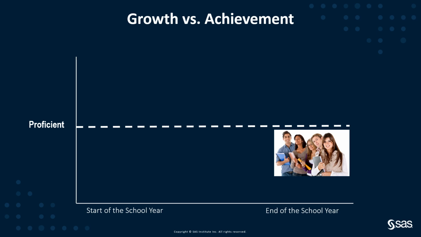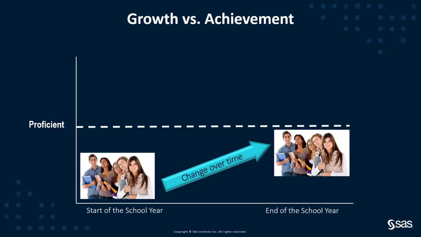Now let's look at a group of students with lower achievement. At the end of the year, none of them passed the math assessment. But if we look at how they were expected to perform academically, they exceeded expectations. These students had an incredible year of learning and gained ground.